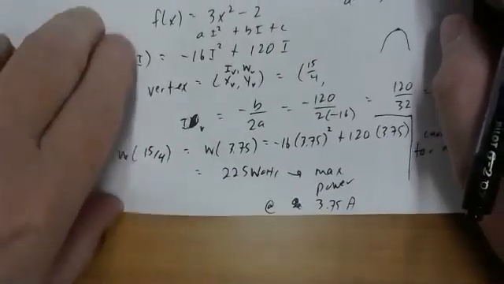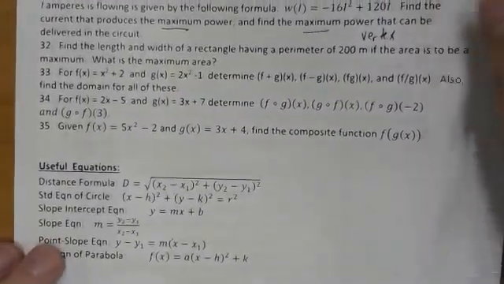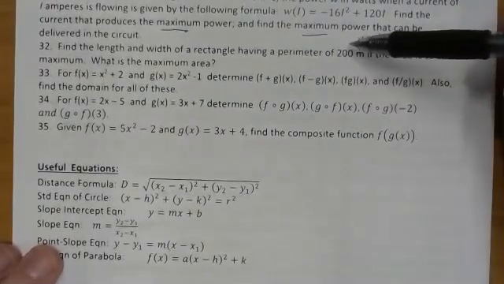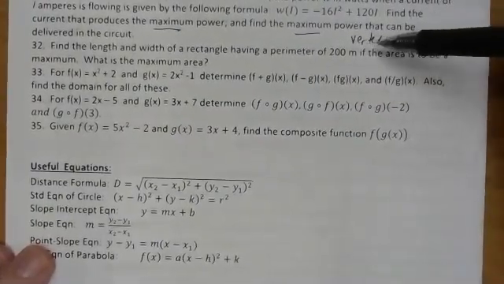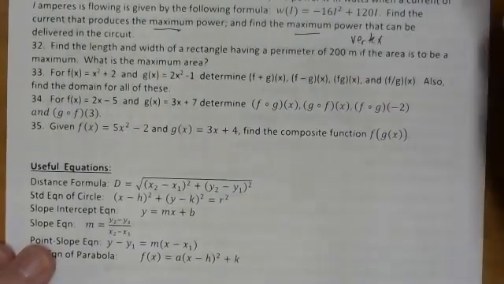All right, so that was an application of knowing that the vertex is the maximum. All right, let's finish these up. Oh, another story problem. Find the length and width of a rectangle having a perimeter of 200 meters if the area is to be a maximum.